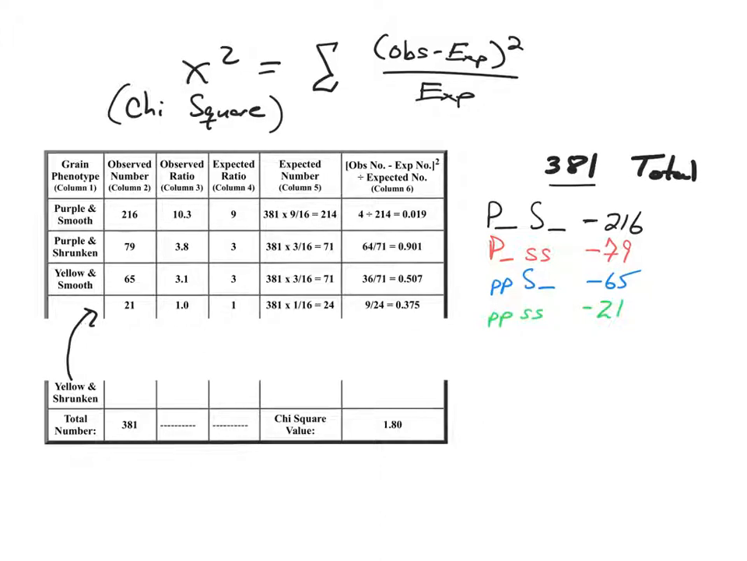All right? So, you take your expected, what's your expected number if your expected ratio is 9? It's 9/16 times 381. Where'd you get 381? The total number. So 71 compared to 79, 71 compared to 65, 24 compared to 21, and 214 compared to 216. That's what you're expecting. Once you have your expected number, you have your observed number, yes? Now you can do this: observed minus expected squared divided by expected. Where'd I get 4?